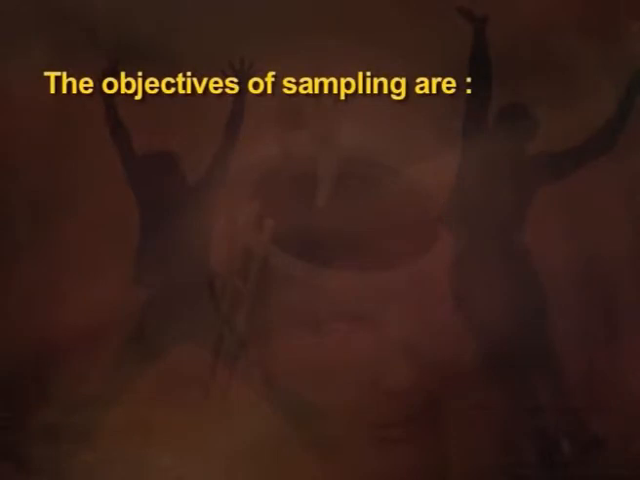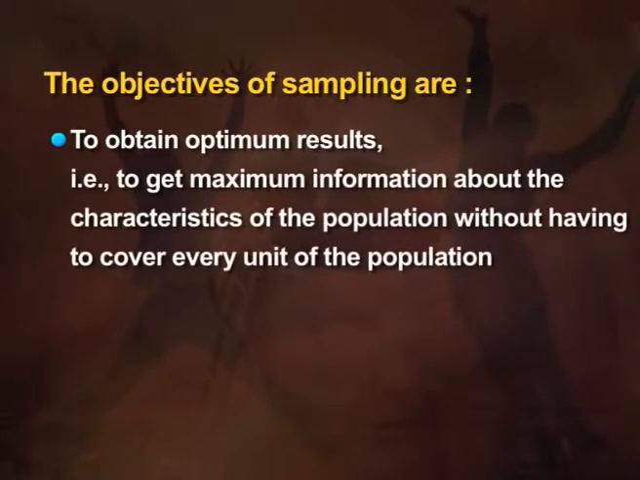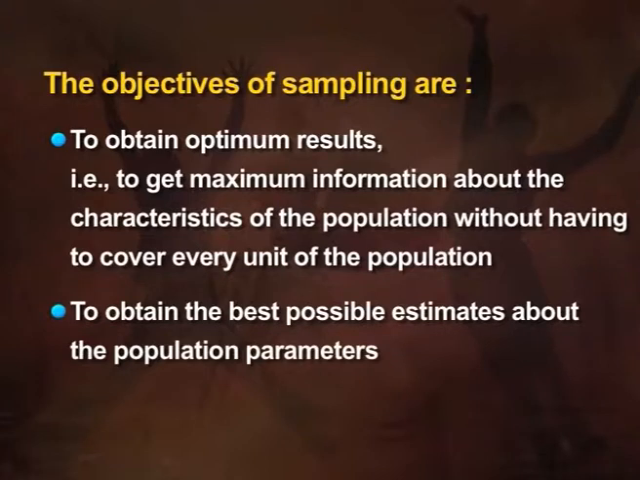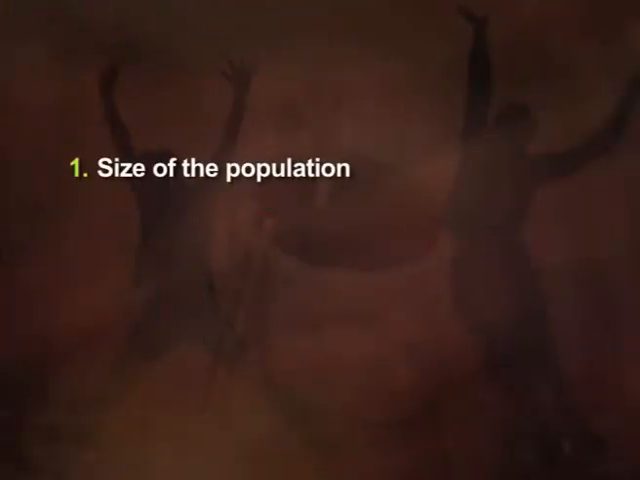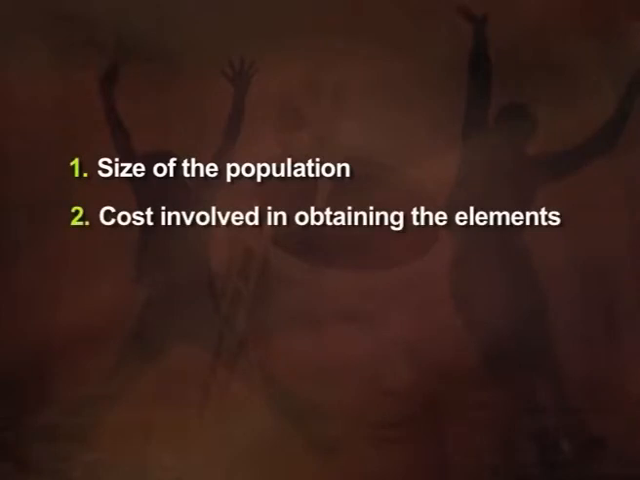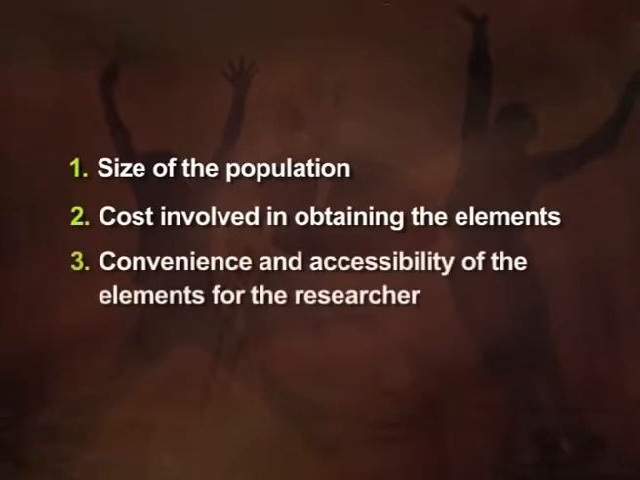Need for sampling. The objectives of sampling are to obtain optimum results, that is, to get maximum information about the characteristics of the population without having to cover every unit of the population. And secondly, to obtain the best possible estimates about the population parameters. There are a number of factors that influence how a sample should be taken, and these include, firstly, the size of the population. Second, the cost involved in obtaining the elements. And third, the convenience and accessibility of the elements for the researcher.